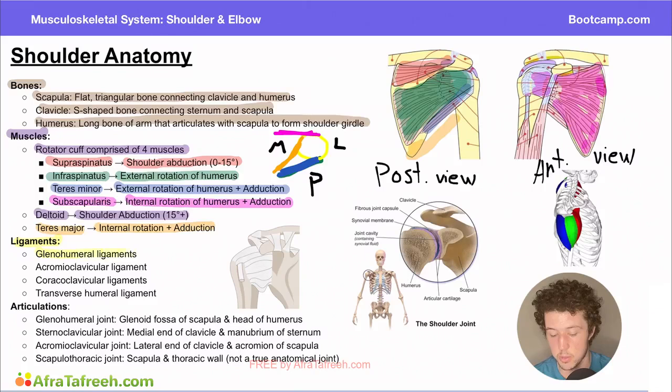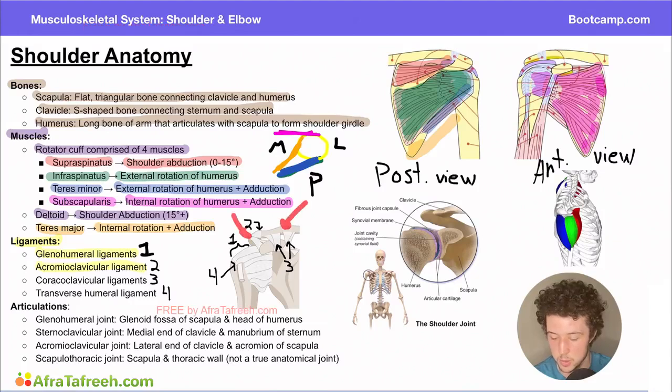So the glenohumeral ligaments will be connecting the humerus and the glenoid fossa of the scapula. The acromioclavicular ligaments will attach the acromion to the clavicle here. The coracoclavicular ligaments will connect the coracoid process here to the clavicle here. And the transverse humeral ligament will be this small ligament here that will help keep the biceps tendon in place along the humerus. And finally, we'll talk about articulations, which will follow a similar naming convention to the ligaments.